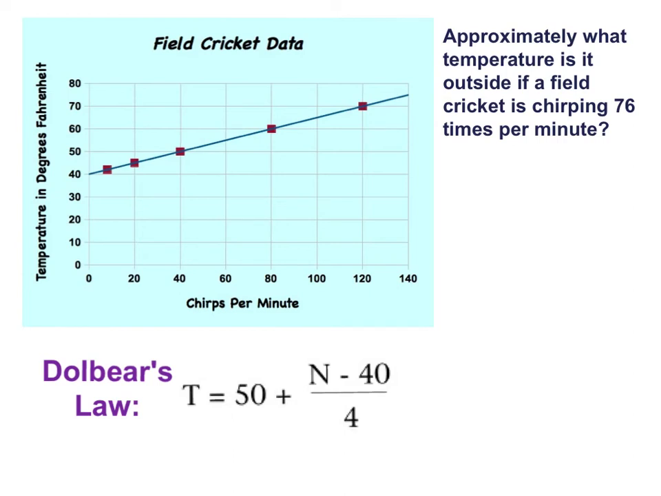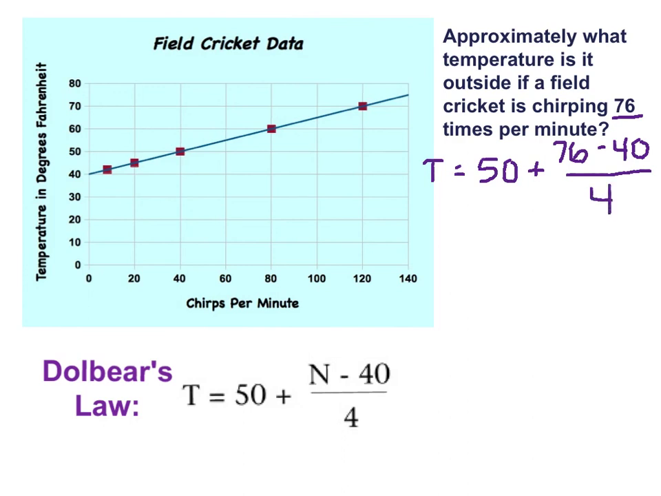So that's our important information in this problem: we have a cricket chirping 76 times per minute. Let's remember that times per minute is this N in Dolbear's equation. So all we're going to do is use Dolbear's equation and plug in 76 for N. So we get T is equal to 50 plus N minus 40, which is actually going to be 76 minus 40, because we plugged in 76 for that N, all divided by 4.